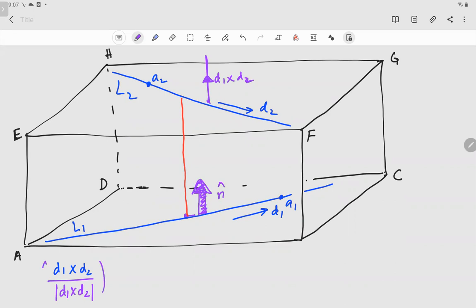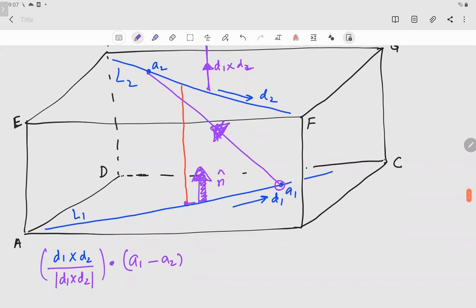Now, if I choose any random point on the line L1, which is A1, and any random point on the line L2, which is A2, and I calculate this vector A1 minus A2, starting from point A1 and going all the way to A2, and take its dot product with this unit vector, it will give me the shortest perpendicular distance between the two lines.